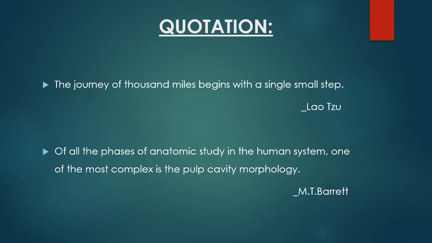Before entering into the topic, I just want to share a few quotations which have been taken from the Grossman textbook. The journey of 1,000 miles begins with a single small step, which was given by Lao Tzu. And the other quotation is, of all the phases of anatomic study in the human system, one of the most complex is the pulp cavity morphology, which was given by M.T. Barrett. He says that studying the pulp cavity is more complex when compared to any other study in the human system.